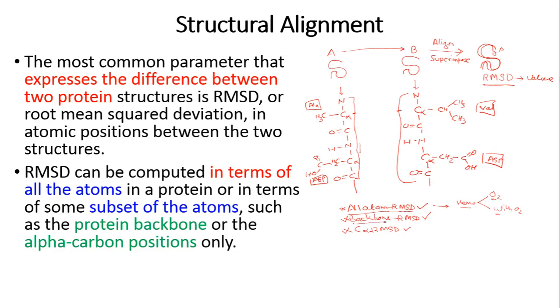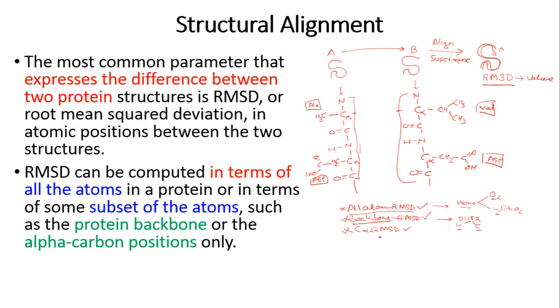you can use backbone RMSD when you know that there is significant similarity between two proteins. Okay, say for example, if you want to calculate RMSD between a DHFR protein from human and from chimpanzee. Now you know that these two proteins might have a significant level of similarity between the two structures, and in such a case, you might choose backbone RMSD.